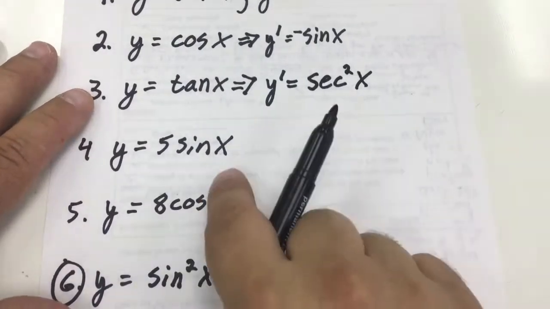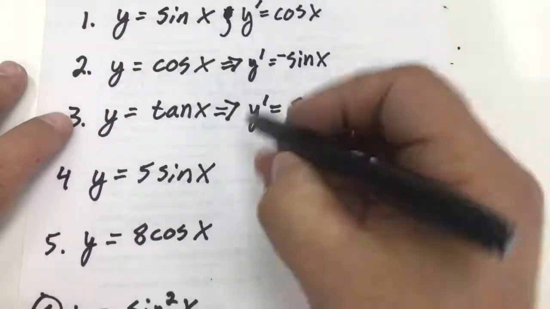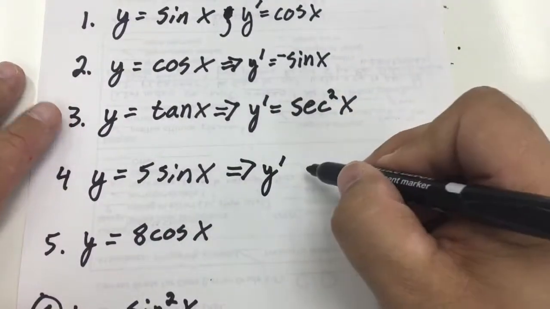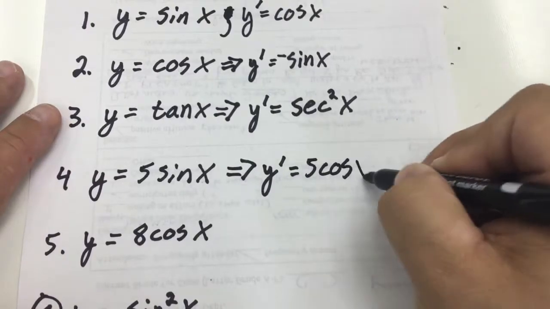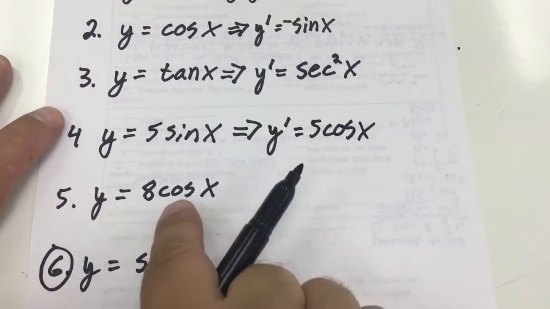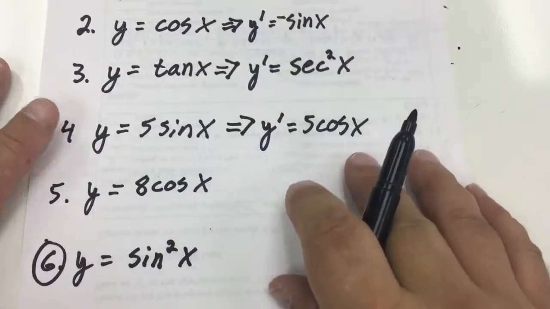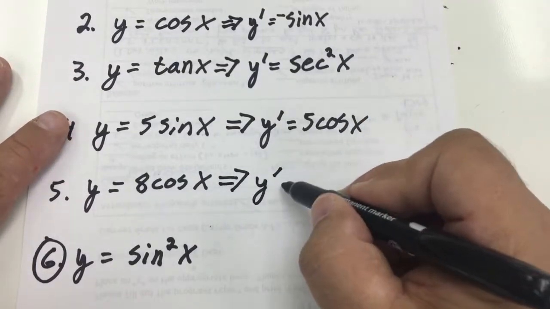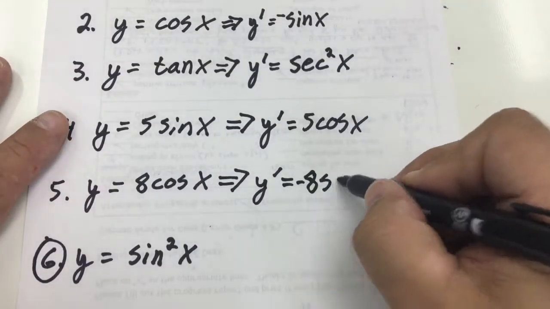The derivative of 5 sine x, well, is going to be 5 cosine x. So that's going to give us y prime equals 5 cosine x. And the derivative of 8 cosine x, well, the derivative of cosine x was negative sine x. So that's going to give me the derivative y prime equals negative 8 sine x.